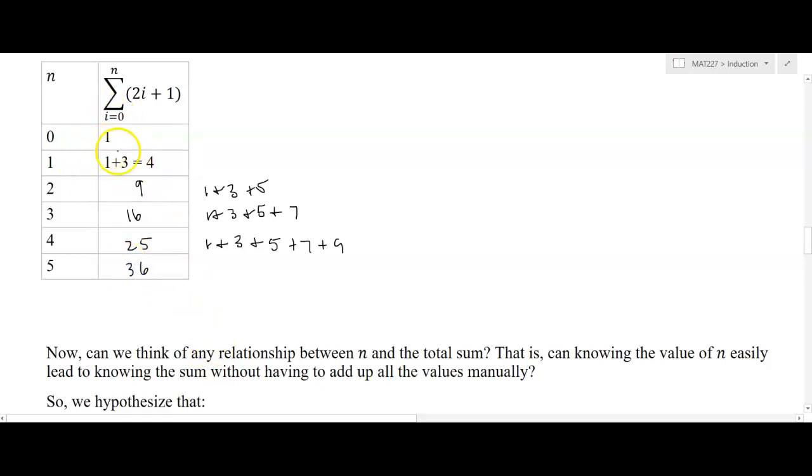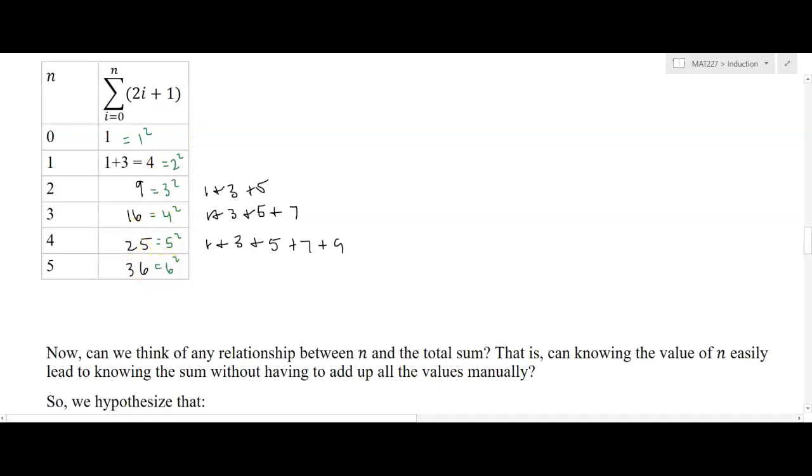So if I want to ask what's the relationship between the value of n and the value over here, the first thing that I notice is 1, 4, 9, 16, 25, 36. I can see the spacing between them is getting bigger, so this can't be a linear function of n. But it does appear that these numbers are perfect squares. In fact, 1 is 1 squared, 4 is 2 squared, this is 3 squared, this is 4 squared, this is 5 squared, and this is 6 squared.